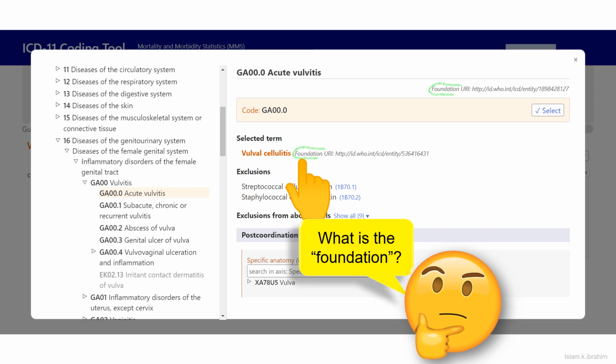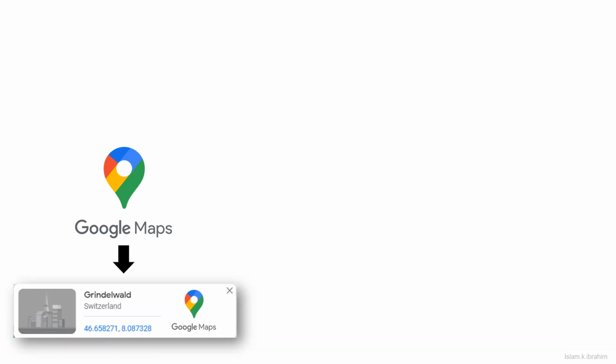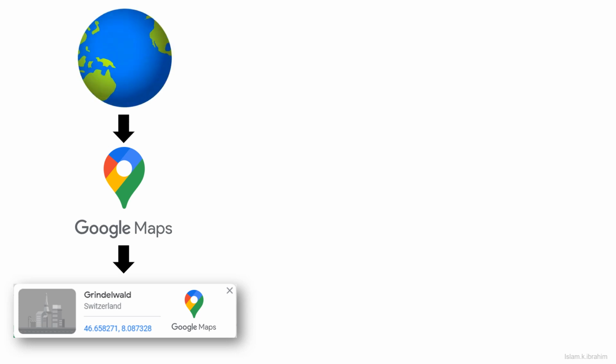Now let's answer your question. What is the foundation? We've seen how Google Maps provides us with the exact location using coordinates. But where does Google Maps search to give us that exact location? It searches in Earth, the real world.